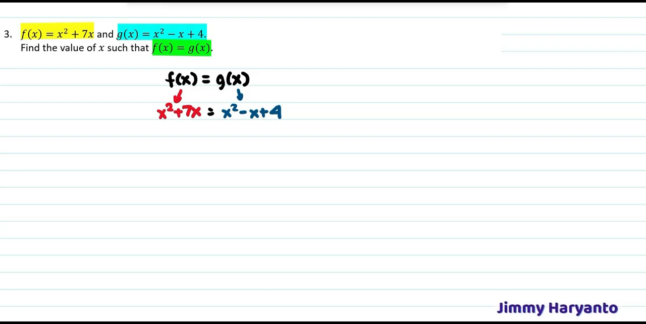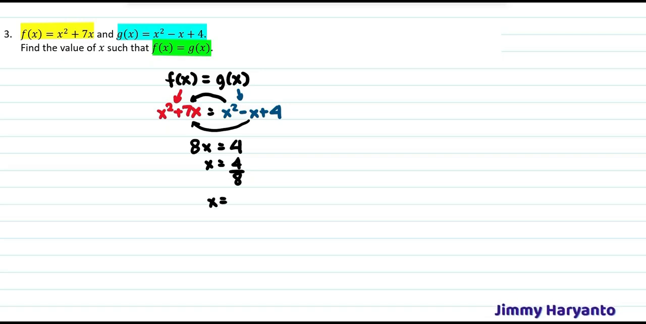After this you have to use your algebra skills to solve this equation. First you move the x squared, so x squared minus x squared becomes 0. Then you move the negative x, so it becomes 7x plus x, and the result is 8x. Because the x squared is already cancelled out, there is no more x squared. Just leave the 4 on the right-hand side. x equals 4 divided by 8, so the value of x will be 1 over 2. This is our final result.